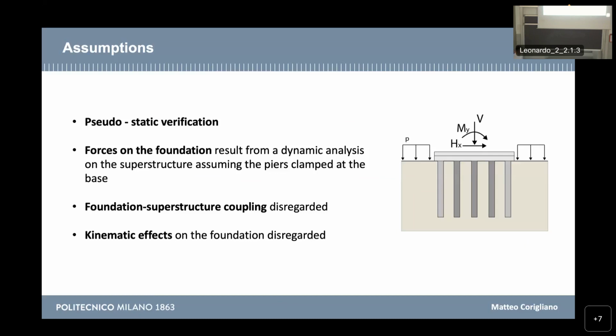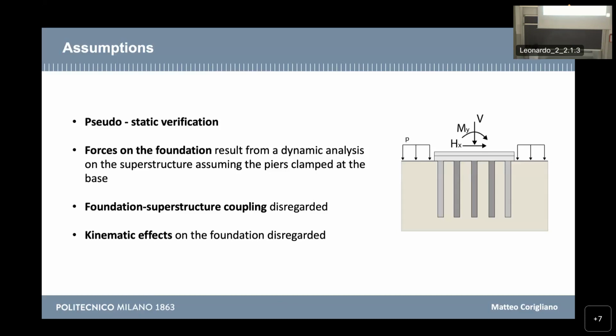I will not do dynamic analysis on the foundation. I have pseudostatic forces acting on the foundation that are the result of the dynamic analysis performed on the superstructure with the piers that are rigidly clamped to the foundation. So in the analysis of the superstructure, the foundations are not considered, or better, of course, are considered rigid in order to overestimate the pseudostatic forces acting on the foundation.